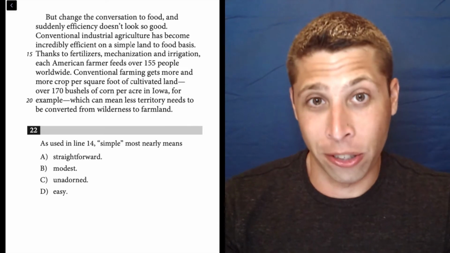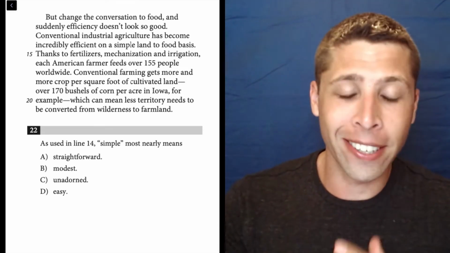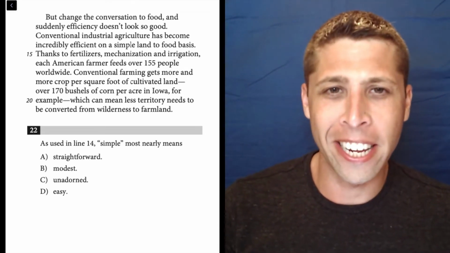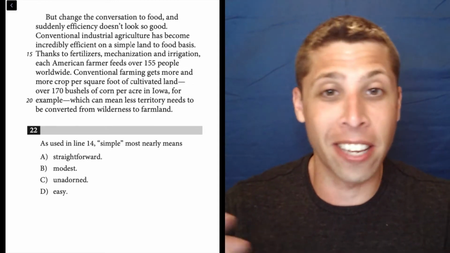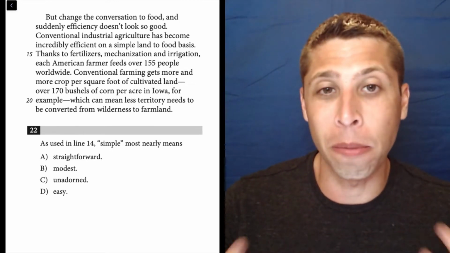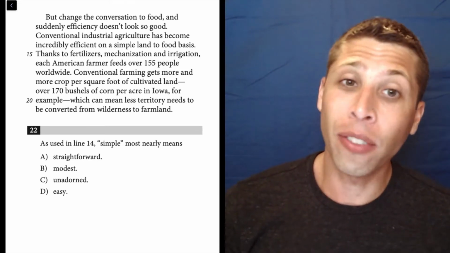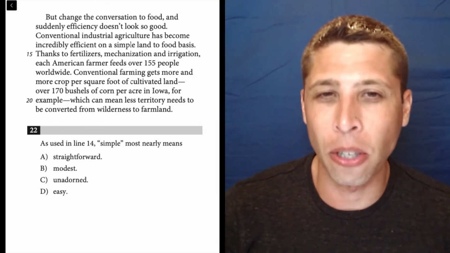Normally with vocab questions, we're going to want to read the sentence and try to steal some sort of idea from the actual sentences and use that to guess what the word means before we even look at the choices. I think that's very difficult to do here. I don't really have a good substitute for this word.